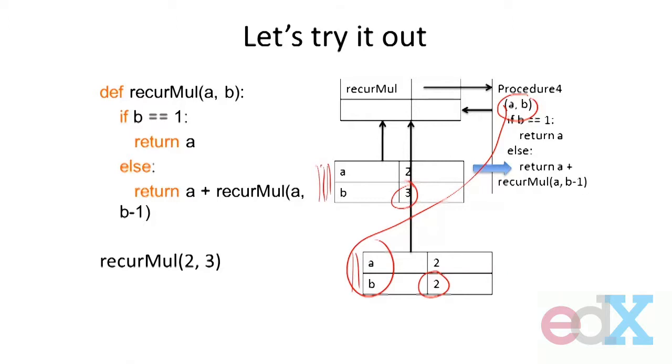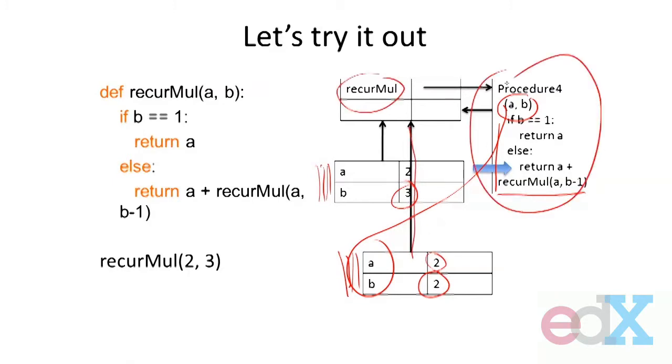It says I need to get the value of this procedure, this body here, with respect to this environment. What do I do? Well, I say, is B in this environment equal to 1? No, it is not. So I'm going to return the value of A from this environment, which is right there, to another procedure call. I'm doing another procedure call on recurmul. From here, I get the value of recurmul.